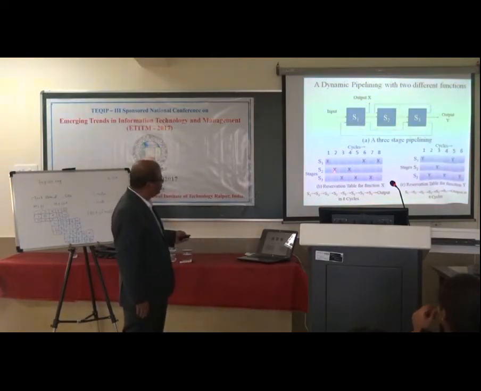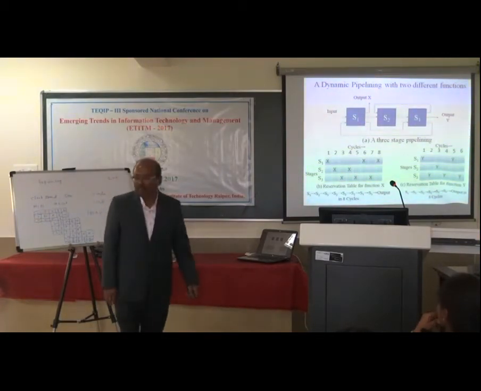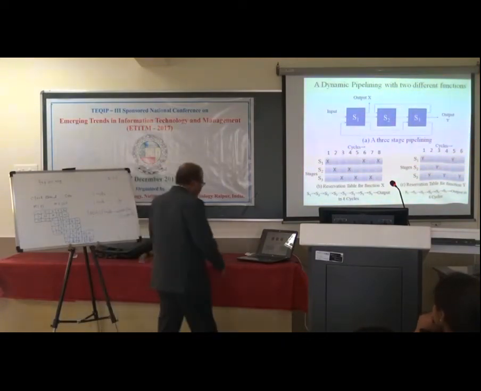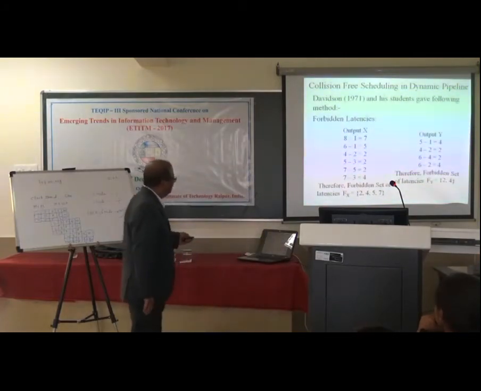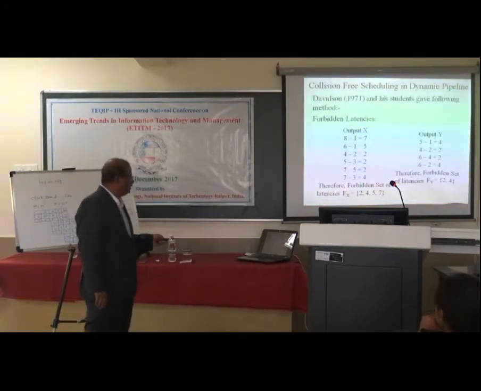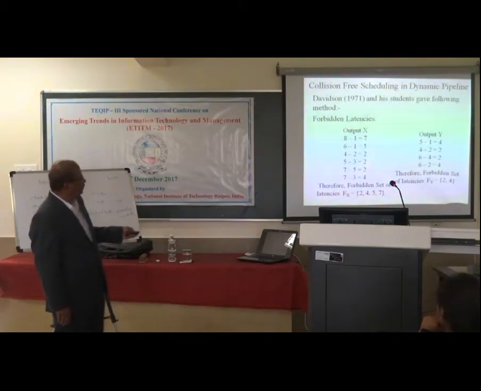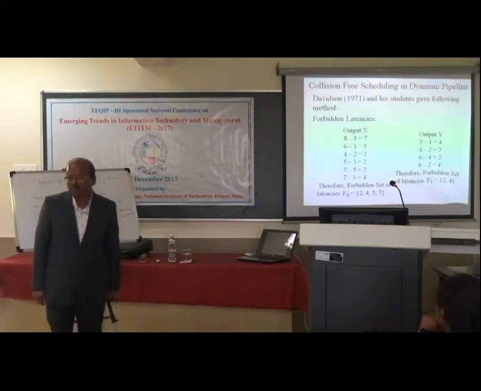4 minus 2, this is a forbidden latency. 5 minus 3 is also a forbidden latency. 7 minus 5 is also a forbidden latency. And 7 minus 3 is also a forbidden latency. That means you should not give these delays. And therefore the forbidden set of latencies is like this: 2, 4, 5, 7. This is called the forbidden set of latencies.